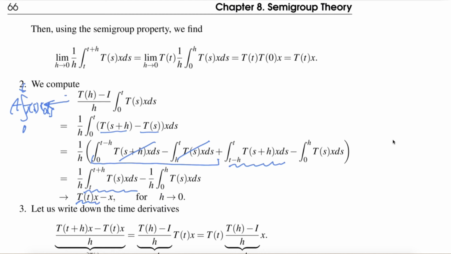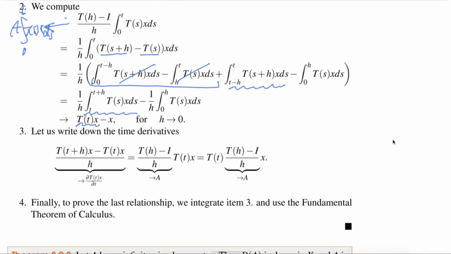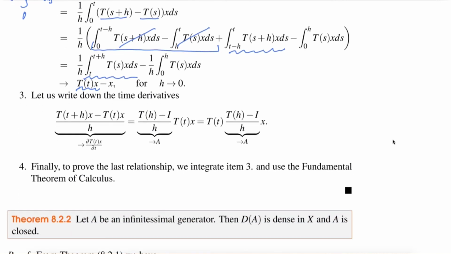All right. Number 3. Let us look at the time derivatives. I just write down T of t plus h x minus T of t x divided by h. This goes to the partial derivative by t. And using the semigroup, I can take the T out to the front, or I can take it out to the back. And then what I keep is just the T h minus identity divided by h, either in the front or in the back, which then goes to A. So then I have the formulas for the differential equations. d by dt of the semigroup is A times the semigroup, which is also semigroup times A.